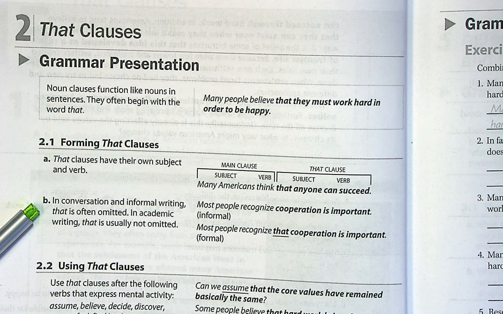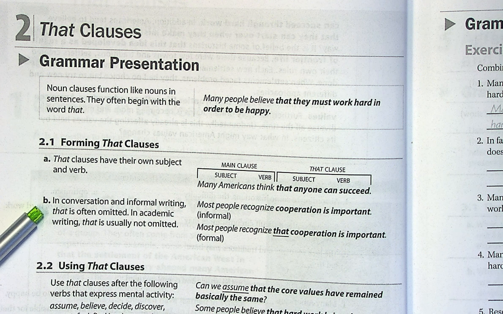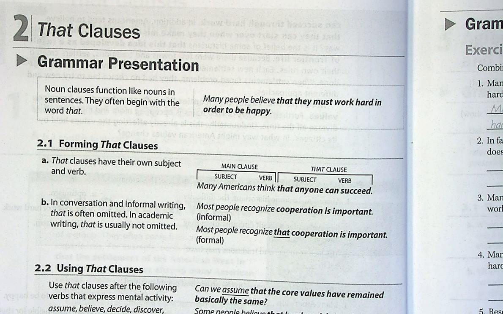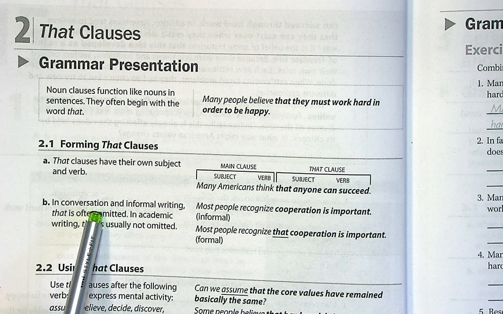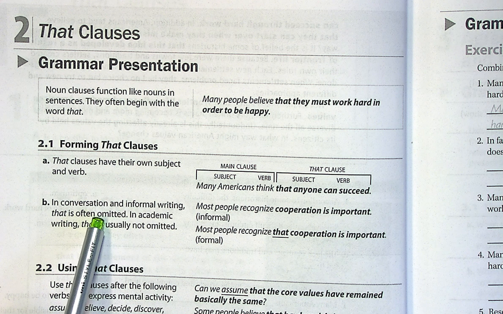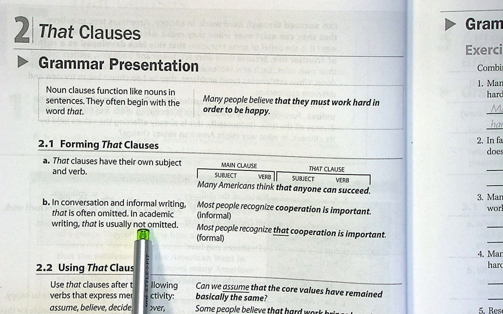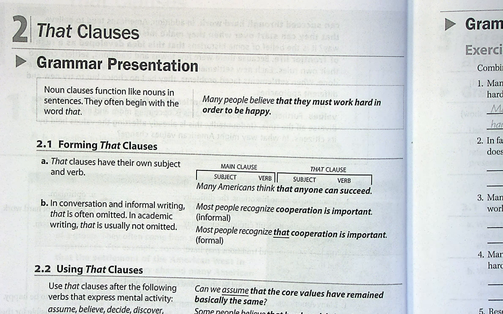In conversation and in informal writing, the word that is often omitted. Omitted means erased. If you don't know that omitted means erased or deleted or skipped, you should make a note in your grammar book now. You should cross out this word and put a word that you understand, or put a note to the side that the word omitted means something like skip or delete or remove. However, in academic writing, the word that is usually not omitted. That means we usually include this word in our academic writing because it helps our reader understand the noun clause. Let's take a look.